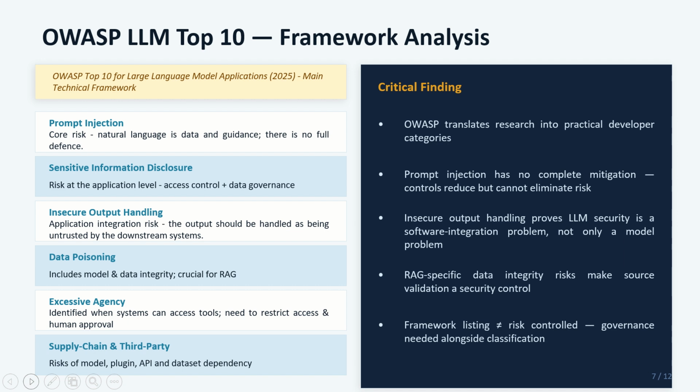OWASP LLM Top 10 framework analysis. OWASP Top 10 for large language model applications is the main technical framework. It guides on prompt injection as the core risk, natural language data, and guidance. There is no full defense. Risks at the application level include sensitive information disclosure, insecure output handling, data poisoning, excessive agency, supply chain, and third party risks. The critical finding of this framework is that OWASP translates research into practical developer categories. Prompt injection has no complete mitigation; controls reduce but cannot eliminate the risk. Insecure output handling proves LLM security is a software integration problem, not only a model problem. RAG specific data integrity risks make source validation a security control. Framework listing is not equal to risk control; governance is needed alongside classification. These are the critical findings of the OWASP LLM Top 10 model.